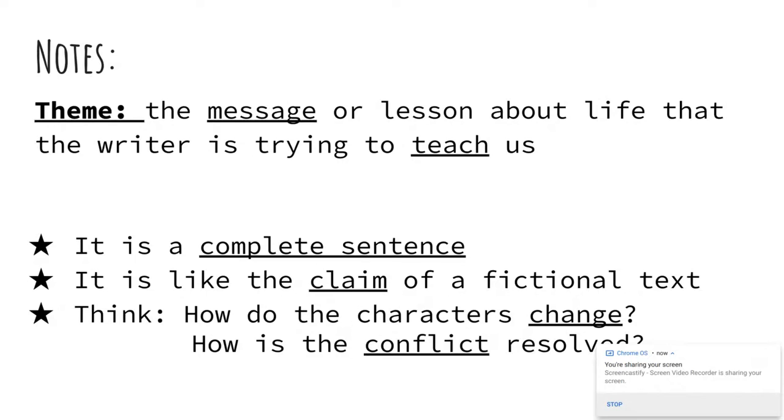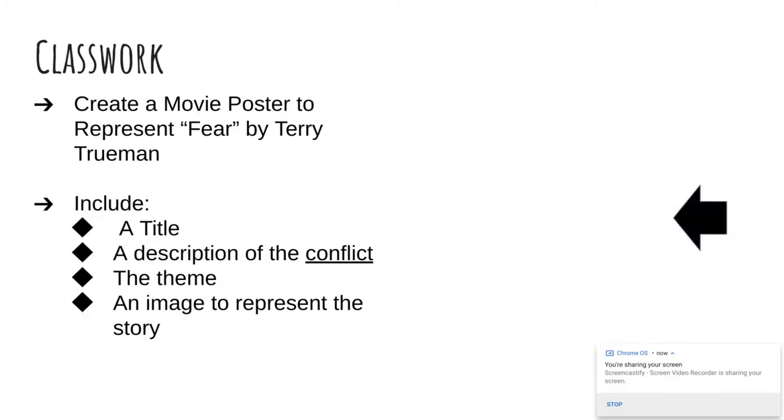As a review, like we talked about yesterday, theme is the message or lesson about life that the writer is trying to teach us. It is a complete sentence. It's the claim of a fictional text. We're thinking about the characters. How did they change? We're thinking about the conflict or the problem in the story and how it was resolved. What is the lesson? What's the message?